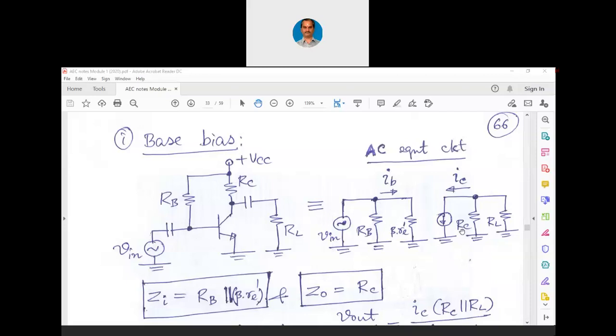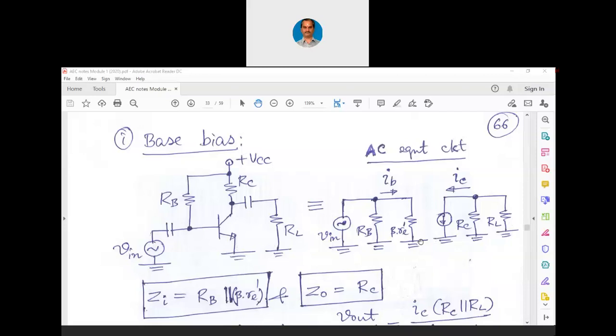At the output, again, at the collector, when the AC signal is coming, RC is again at ground. So we are writing RC with respect to ground. Later on, we are writing this RL, or whatever is the load resistance. Now look at this particular AC equivalent circuit. The complete amplifier circuit of base bias we have represented using an AC equivalent circuit, and we have represented the transistor as a linear model now.